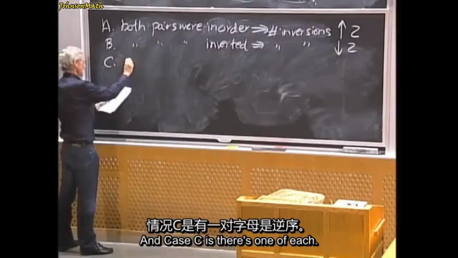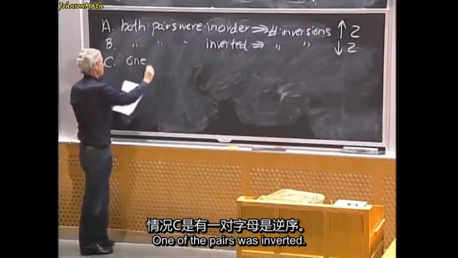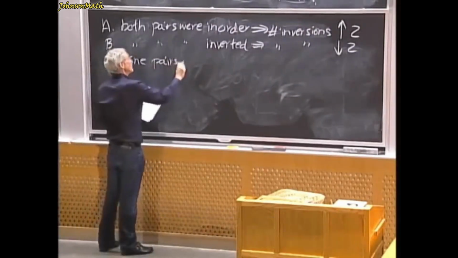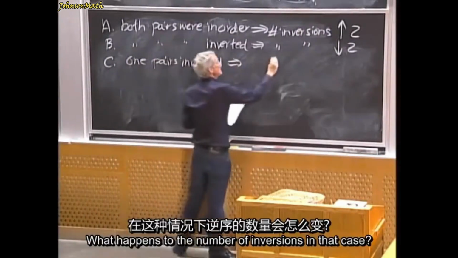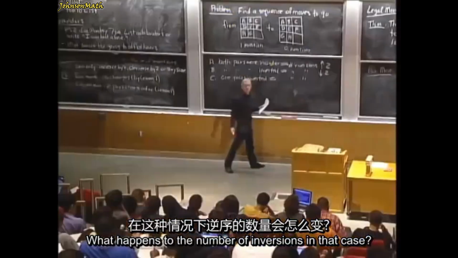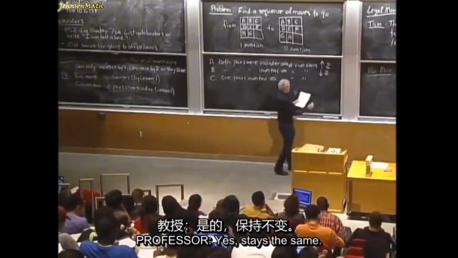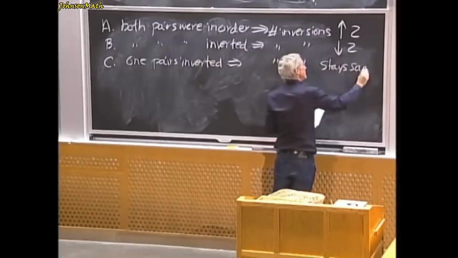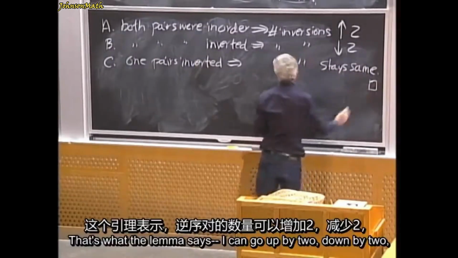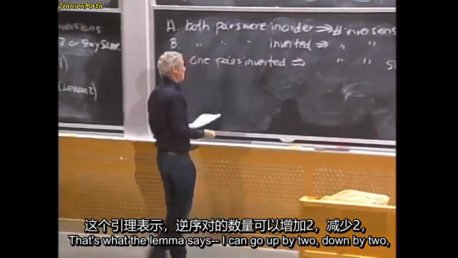And case C is there's one of each. One of the pairs was inverted. The other wasn't. What happens to the number of inversions in that case? Yeah, stays the same. All right, and we're done. That's what the lemma says. It can go up by 2, down by 2, or stay the same.